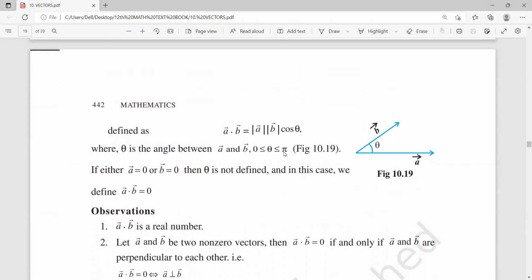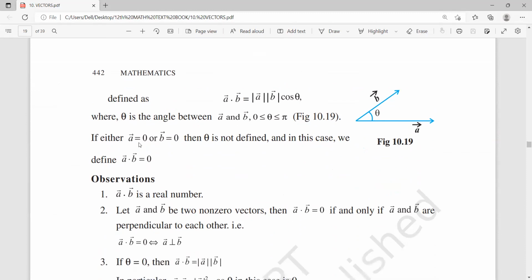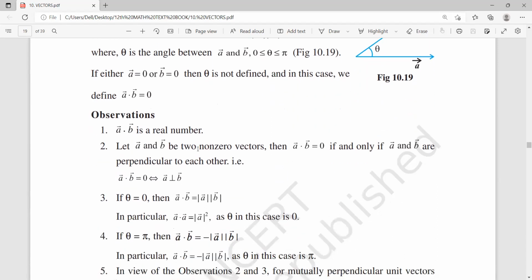Understand this. The angle between two vectors is at most pi. Why non-zero? If A is 0 or B is 0, then A dot B automatically becomes 0, and theta is not defined. Observe that.